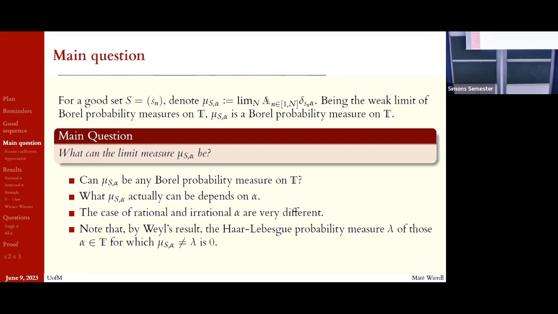As far as I know, he had only one in 1915. So the Haar-Lebesgue probability measure lambda, here I introduce this notation for the Lebesgue probability measure on the torus, of those alpha for which the limit measure is not the Lebesgue measure is 0. So actually we'll be interested in a very small set of alphas, as you will see.